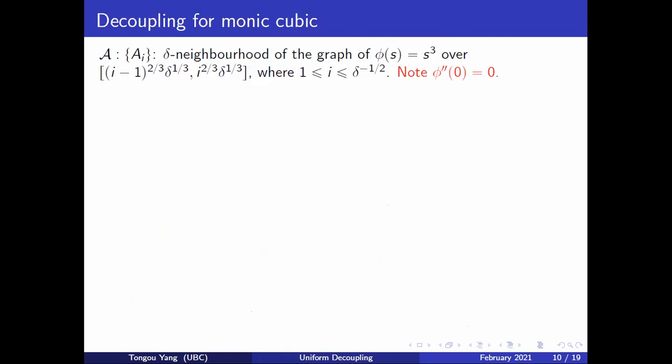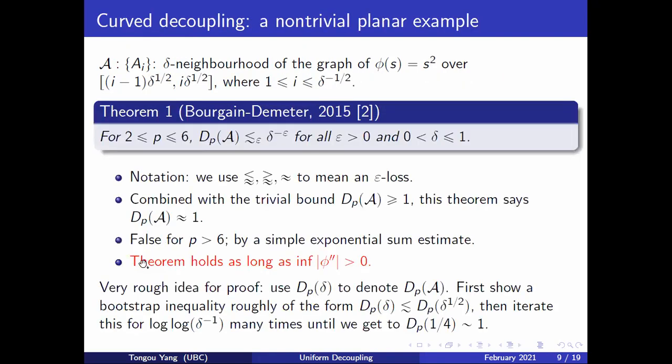Okay, so after we talk about the classical theorem, now I want to talk about the monic cubic function, which is the more non-trivial problem that I considered as a model case. First of all, if we compute the double derivative of phi, we see that the double derivative of phi evaluated at 0 is actually 0. So this means that this condition, that the infimum of phi double prime is bigger than 0, is not satisfied. And in this case, the Bourgain-Demeter classical theorem does not hold. So what do we want to do?